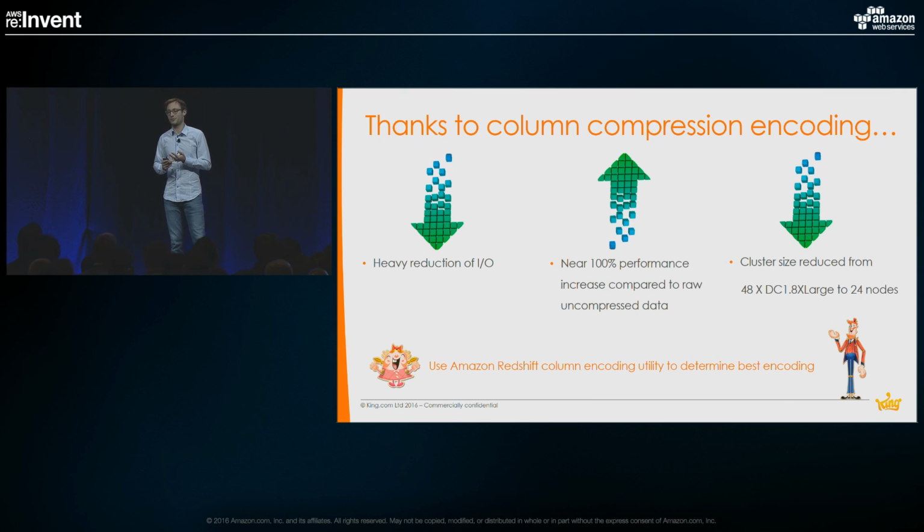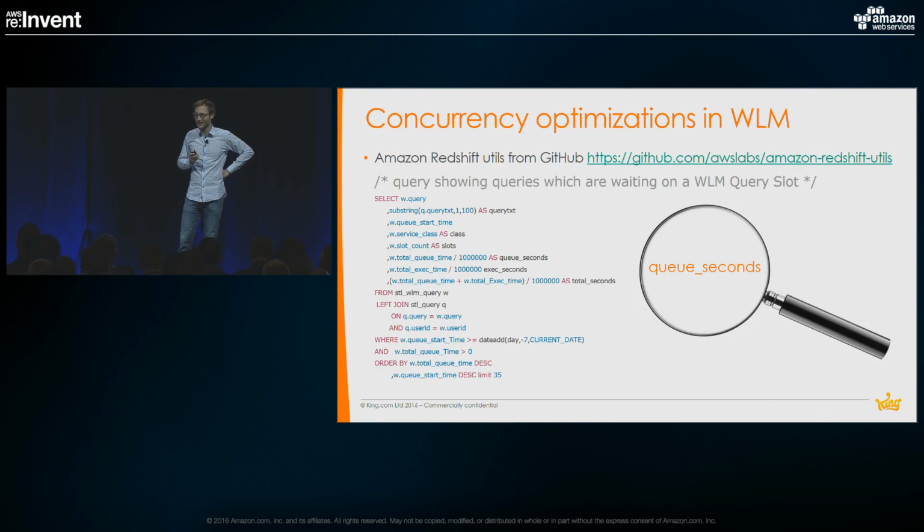And very nice was that we could reduce the cluster from 48 DC1 XL large nodes down to 24. So a massive reduction in cost as well, which obviously made the business very happy. But one notion of caution here, we did a lot of testing and experimenting to find the right encoding. So you can't just employ one, but you need to actually look and see which one fits the best to get the right performance levels. So this was, as I said, a very good and nice surprise for us.